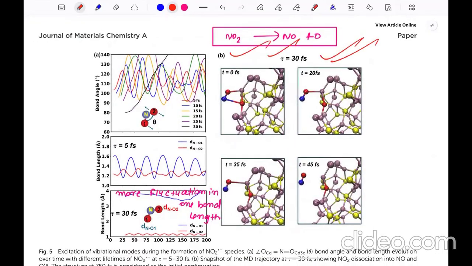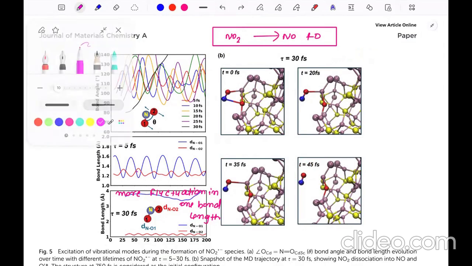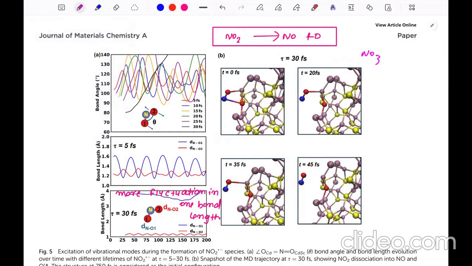NO2 is getting dissociated into NO plus O. If you see here, it is NO2, and here NO and oxygen are separated. So the impulsive two-state model is used to study the dissociation of first NO3 into NO2 plus O, and then NO2 into NO plus oxygen. So this is a very important result.